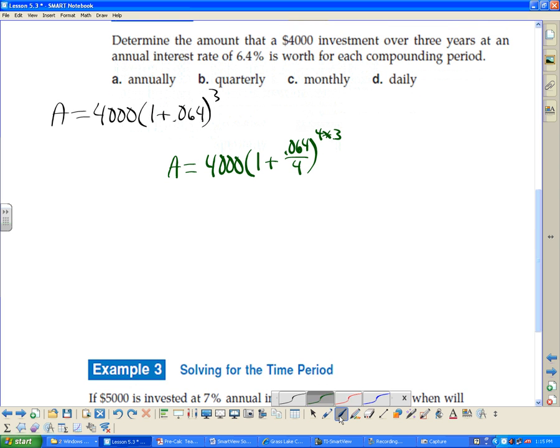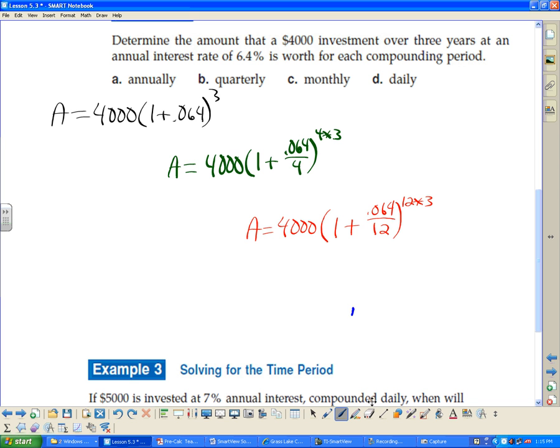If it's monthly, then we have A equals 4,000, and since monthly would be 12 times a year, we'll put in 12 for N, and then 12 times 3 here. And then last of all, we'll look at it as daily. So we have A equals 4,000 times 1 plus 0.064 divided by 365 days in a year, and then that would be 365 times 3. So if it's monthly, that's 12 times a year. If it's quarterly, 4 times a year, and daily, 365 times a year.